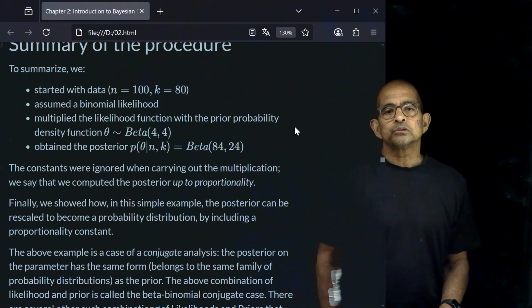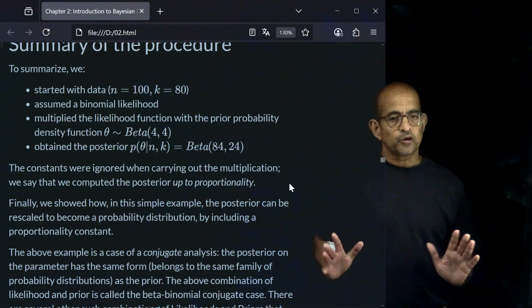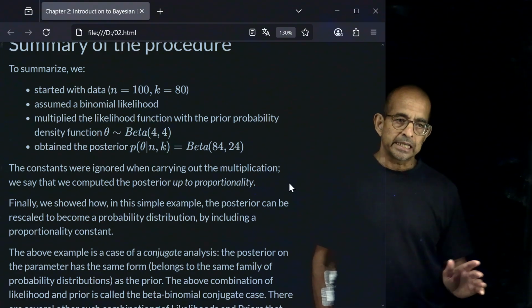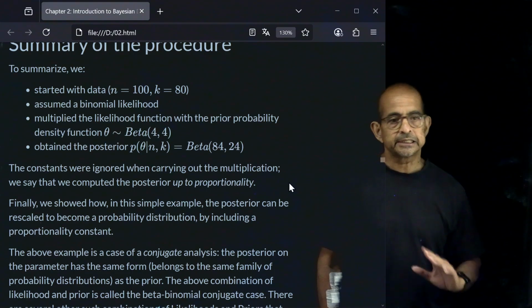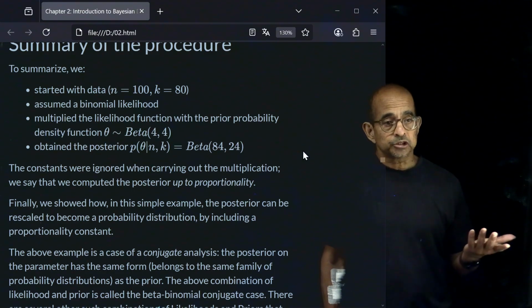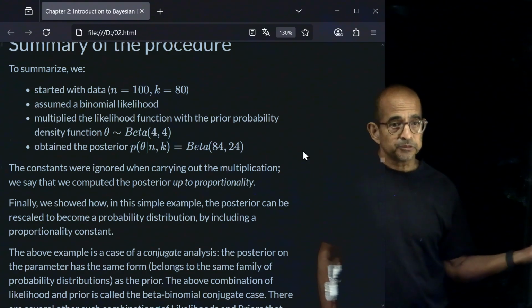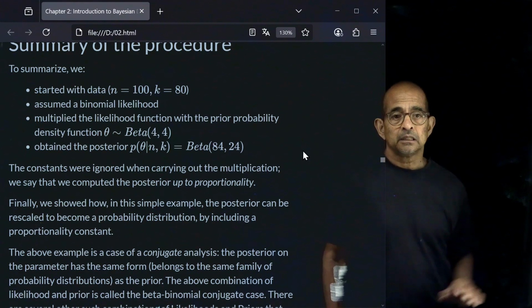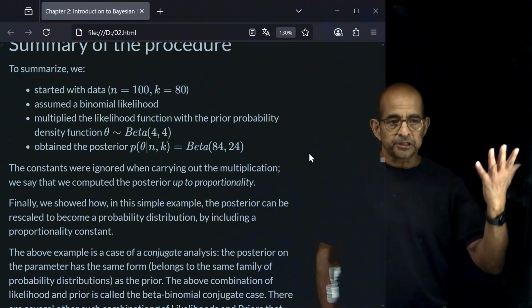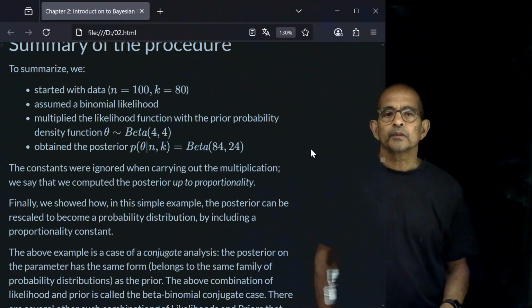Okay, so now we know the procedure, and it is pretty straightforward. We start with the likelihood and prior, multiply the kernels out, and get the posterior up to proportionality. From there we can describe the posterior distribution, because it is a familiar distribution that is identical in mathematical form to the prior distribution, with updated parameters, of course.